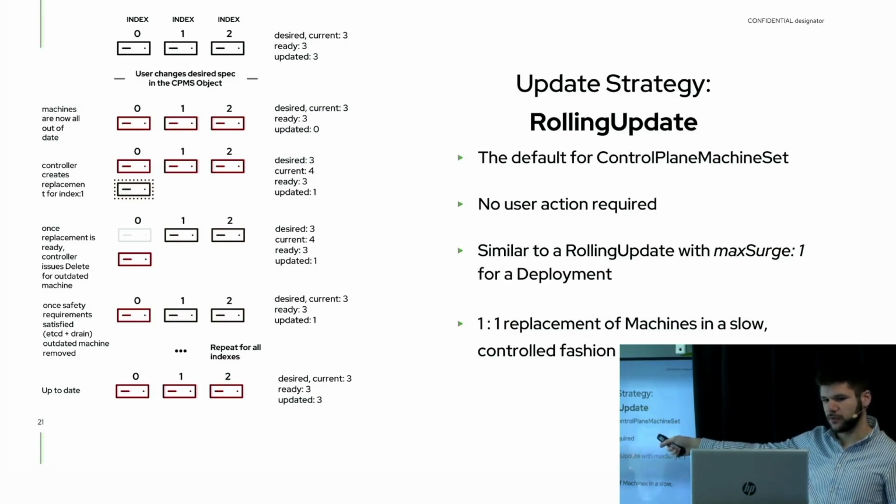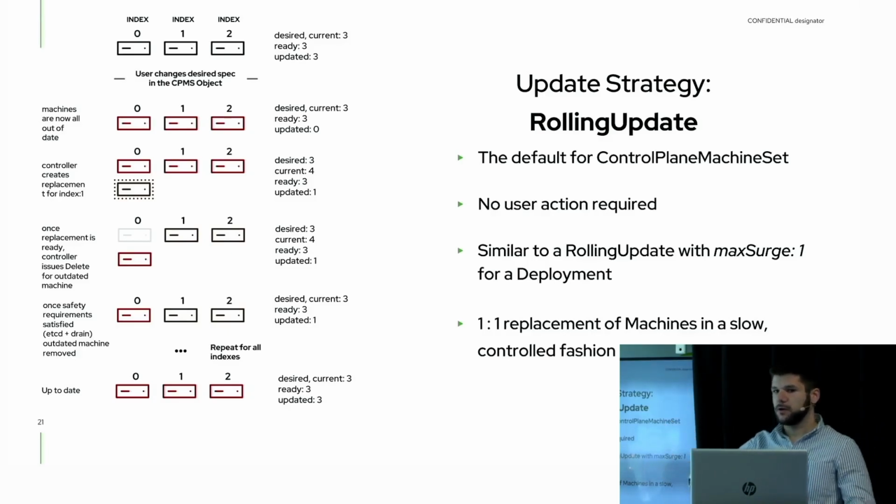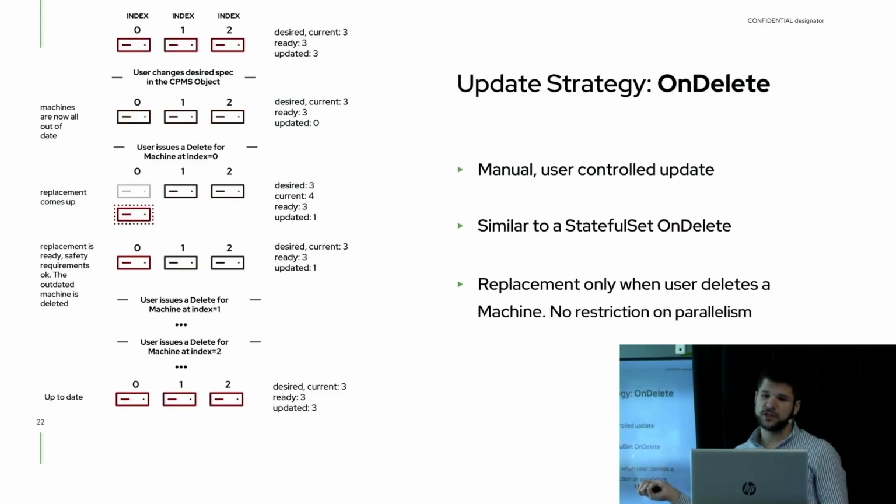Index 0 is up to date now, and then we are going to repeat that 2 times for the other 2 indexes. Again, this is not something the user will need to do. This is fully automated. You can observe your operator do the thing. We can look at it later in a demo. This is the update strategy for onDelete.